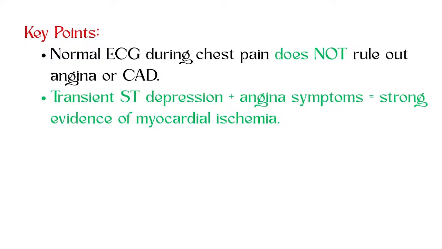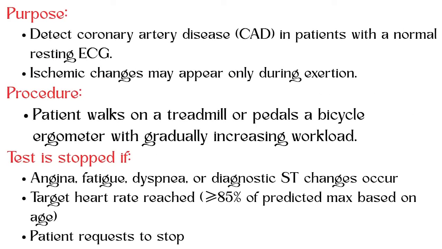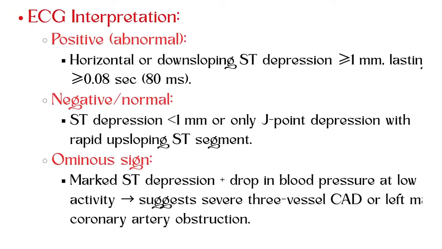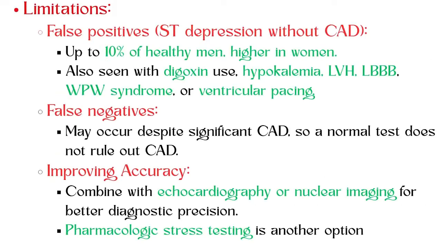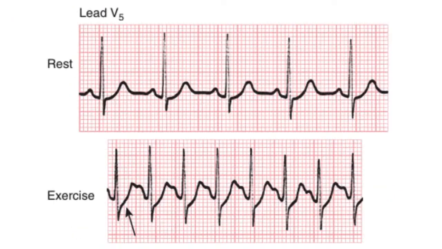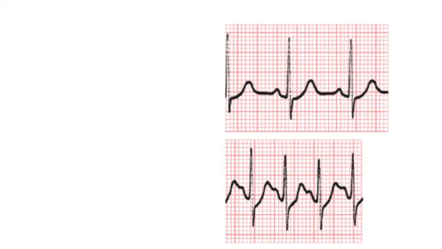But remember, a normal ECG during pain doesn't rule out underlying heart disease. Exercise testing helps reveal hidden coronary artery disease. If ST depression of 1 millimeter or more appears during exercise, especially with chest pain, it strongly suggests ischemia. The ECG shows physiologic ST segment depression that may occur with exercise. Also notice the J junction depression with sharply upsloping ST segments.